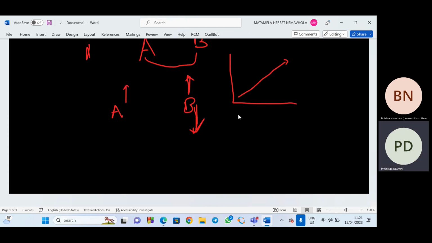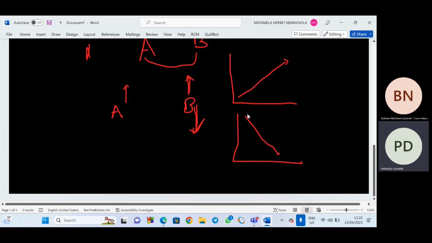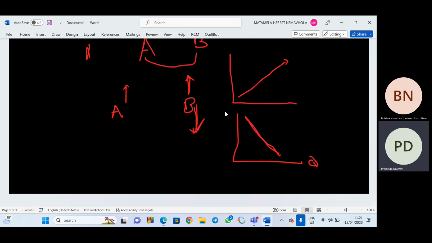So a straight line can also be represented in this format. This is a straight line. It can be decreasing if we have Q here and B. When B is decreasing, what is happening to Q? Q is also decreasing. You see that? Yes. When B increases, Q is increasing. So the relationship, which is a straight line, we call direct proportional.